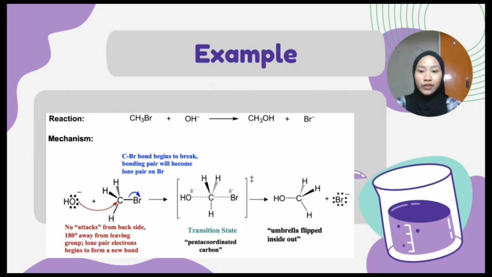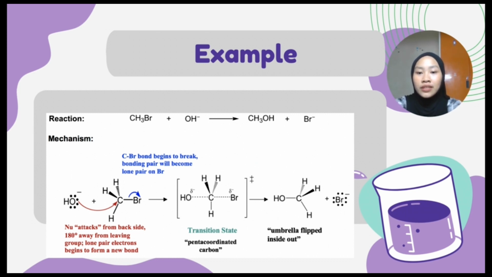For SN2 reaction, this is the example, which is bromomethane reacting with the strong nucleophile OH minus. What will happen is the C-Br bond begins to break. The bonding pair will become a lone pair on Br. The OH minus nucleophile will attack from the back, 180 degrees away from the leaving group. Then the lone pair of electrons begins to form a new bond with the carbon.